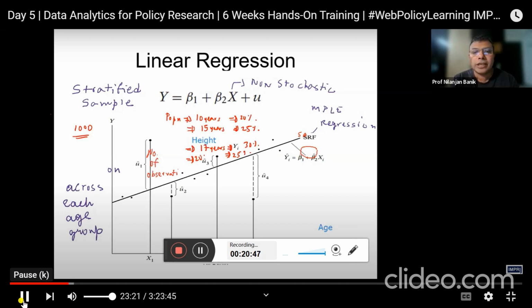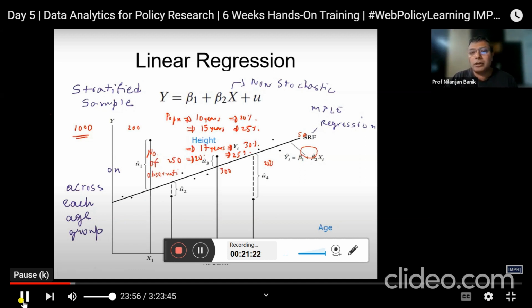Basically, what I'm trying to say is, if my sample size is 1,000, then ideally for the 10 years, I should have 20% of 1,000, which is 200, as the number of observations. For 15 years, I should be able to collect data on 250. For 17 years, I should be able to collect data on 300 people. And for 20 years, I should be able to collect data on... So it's not the same across.